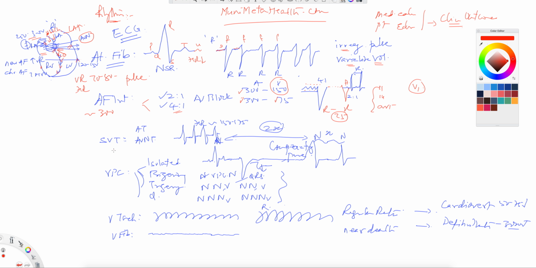Okay, now SVT is the next common one, which is also of two types. One arising because of automaticity or a re-entrant mechanism within the atria. It's called atrial tachycardia, and the ones arising at the AV nodal junction are the AV nodal tachycardia. Now this is more common, obviously. So here the P waves tend to be buried within the QRS complexes, and the heart rate is roughly about 150 to 175. So this is again a supraventricular tachycardia.